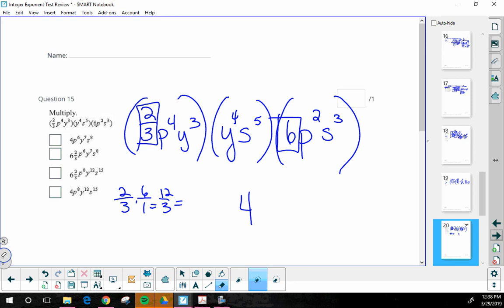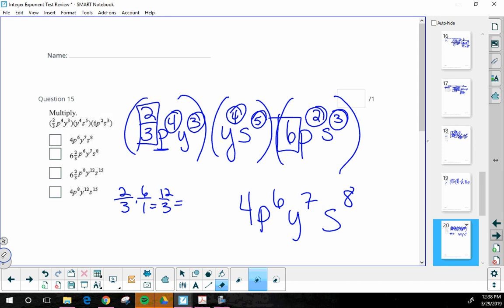And then I'm just going to add my exponents on the same variable. So that's p to the 4th, that's p to the 2nd. So 4 plus 2 is p to the 6th. And then here's a y to the 3rd and a y to the 4th. So that leaves me with y to the 7th. And then I have this 5 from this s and this 3 from that s, which leaves me with s to the 8th. And so my final answer is 4 p to the 6th, y to the 7th, s to the 8th. That is our last question.